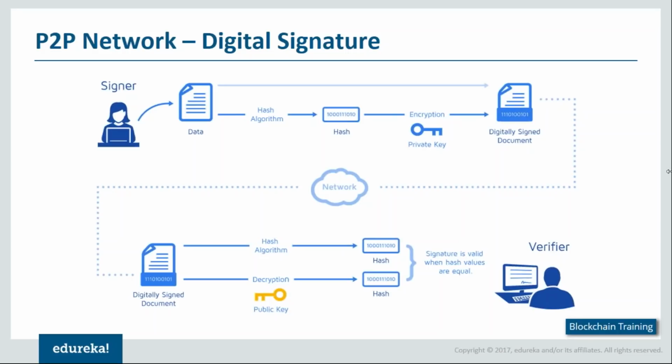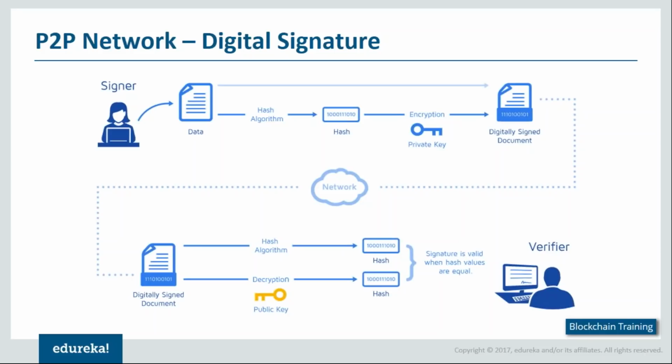This in turn will give you a specific hash value, which you're going to encrypt using the private key. Once that gets encrypted, you add it as a digital signature to your document. Now, as we have discussed earlier, this document has the public key of the sender, the public key of the receiver, the number of bitcoins, and the digital signature. Then you broadcast it across the peer-to-peer network, waiting for someone to verify it.